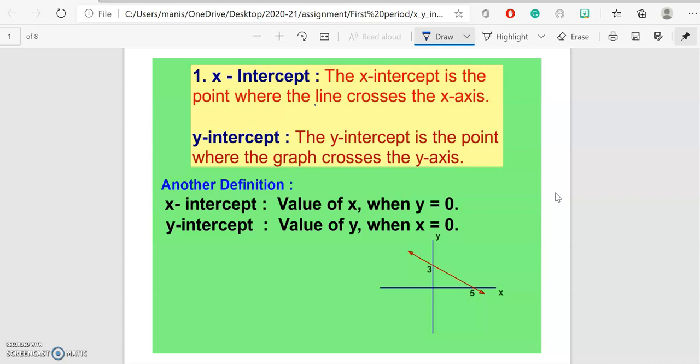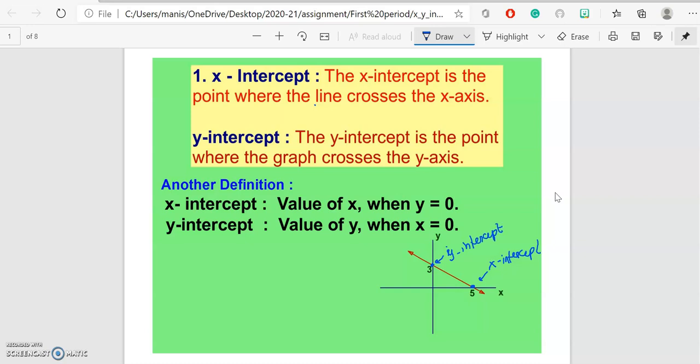So if I read the definition again, it says the x-intercept is the point where the line crosses the x-axis. So this is the x-axis. This point will be known as what? This point will be known as x-intercept. So another point which is on this y-axis will be known as y-intercept.